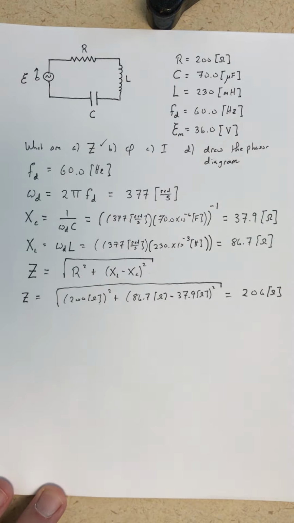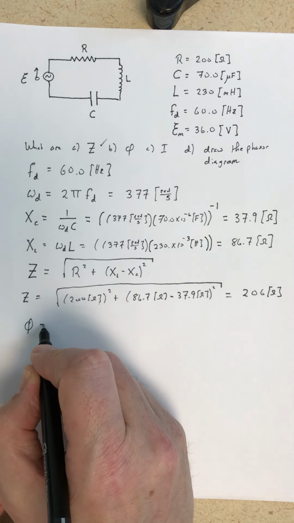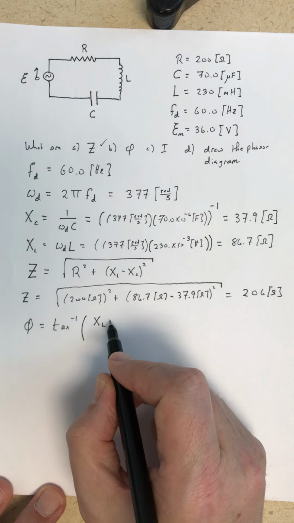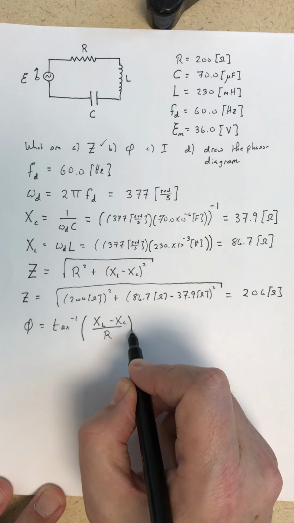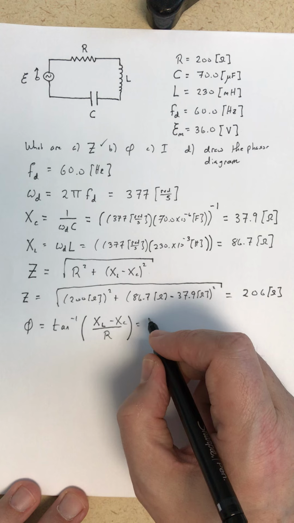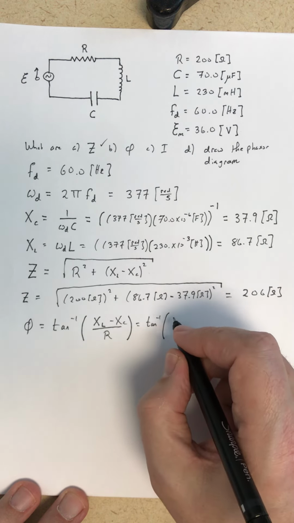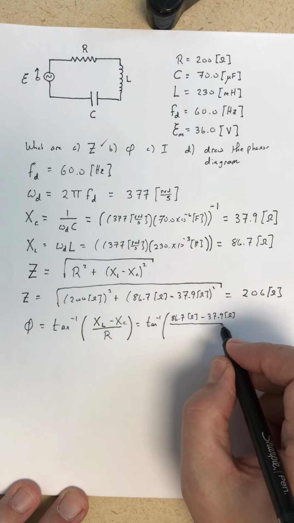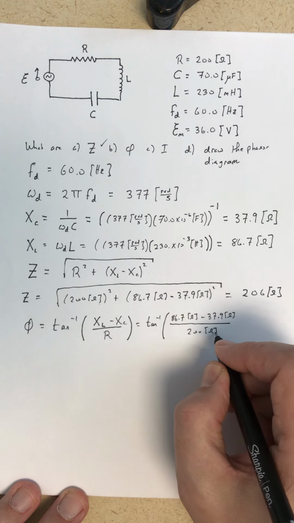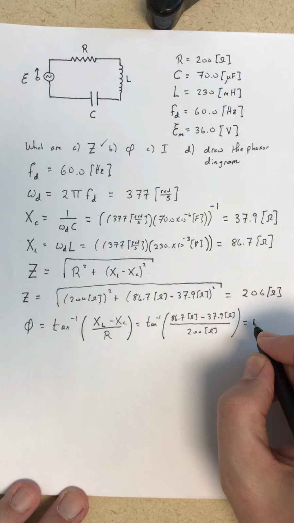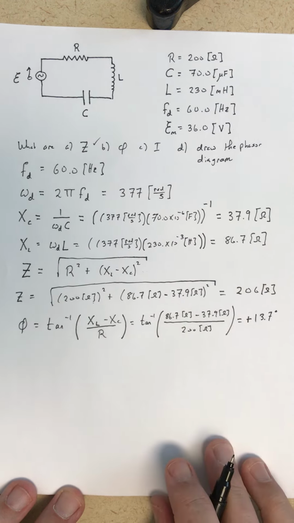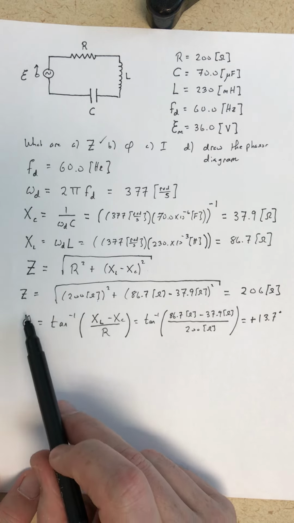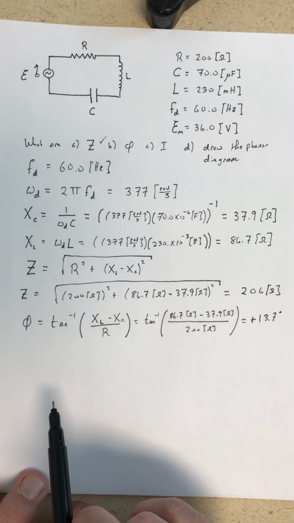All right, so we got the impedance, and now calculate the phase angle. Phase angle is the arctangent of inductive reactance minus capacitive reactance all over resistance. So it's going to be arctangent of 86.7 ohms minus 37.9 ohms over 200 ohms, and that is plus 13.7 degrees. So that is going to be the phase angle for the EMF leading the current in this series RLC circuit.